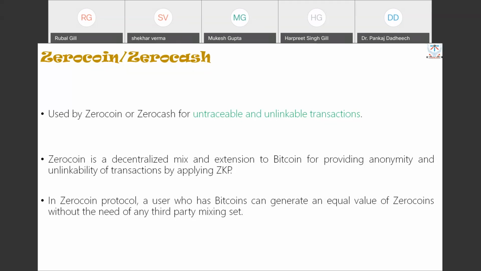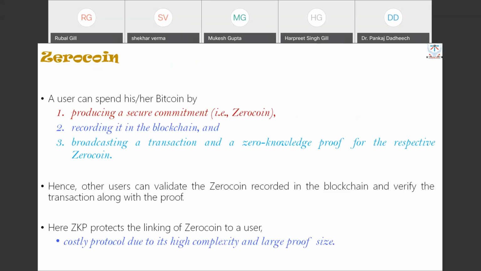So how do I do it? Take Zerocoin as an example, and as I told you, it's not necessary that we use it only for digital currency; I'm just using this example. I want to produce a secure commitment and record it in the blockchain. When I record it in the blockchain, I convince others that I have made a valid transaction without showing the transaction. This requires a zero knowledge proof. However, the existing zero knowledge proofs that we have are very costly, have huge complexity and a very large proof size.